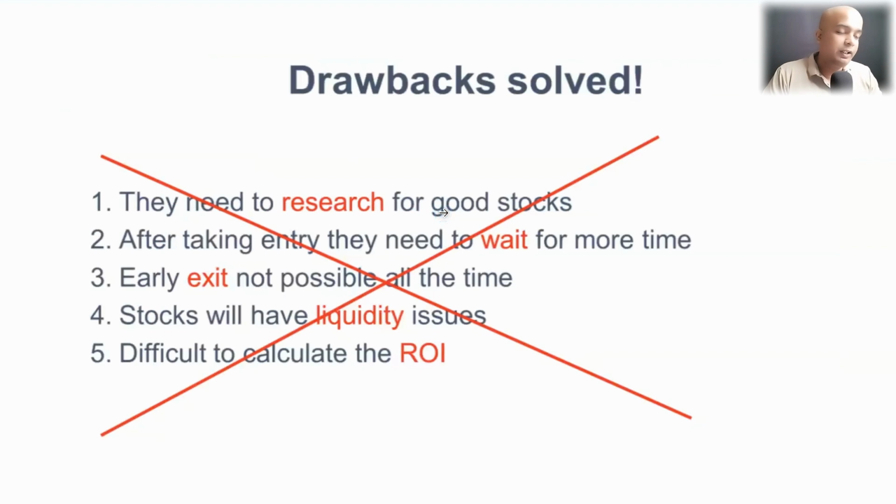Weekly options on Nifty, Bank Nifty, Fin Nifty, they can sell. We also have mid cap. Every day is an expiry nowadays, so they have a lot of options. They don't have to research for good stocks. Now, after taking entry, they need to wait for more time? There is no need to wait. Suppose they sell a call option 1 or 2 days before the expiry, within a day or the same day they can close it.